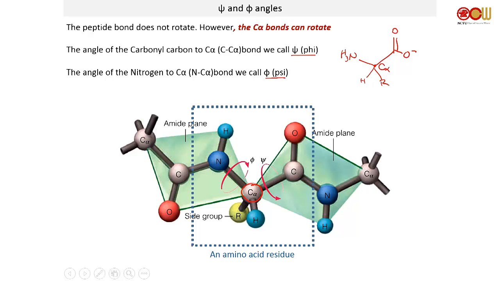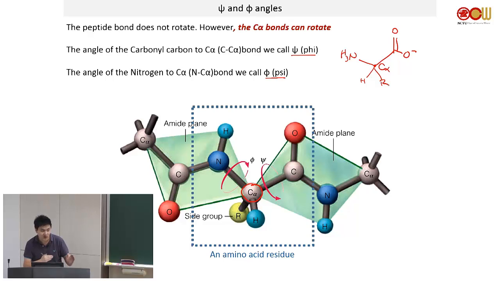So let's just be clear. C alpha is that extra carbon next to the carboxylate, next to the amino group. So that's the C alpha. I'm not going to say this again, so remember that. Essentially, which bonds can rotate? This bond and this bond can move, because if they move, the plane moves with it.